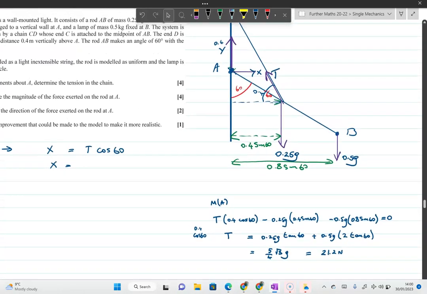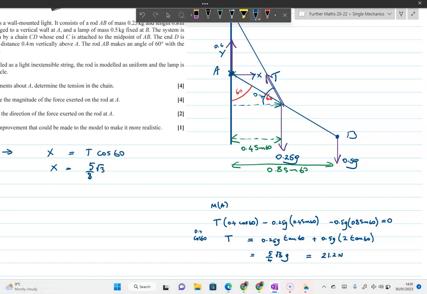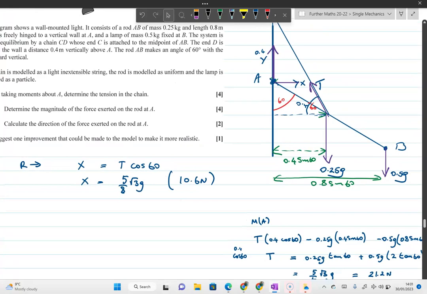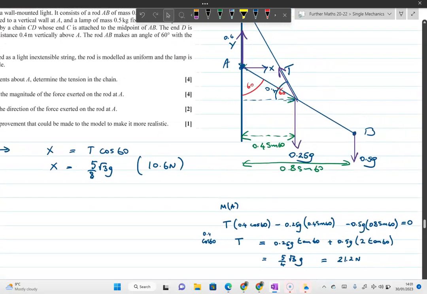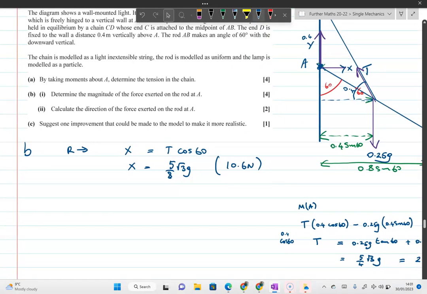X is equal to 5 over 8 the square root of 3g, which is approximately equal to 10.6 newtons, but make sure we've got a precise answer stored, because we want the overall force on there, as you'll see in a moment. So that's our resolving horizontally equation. It's given us the horizontal component of the force at the hinge.